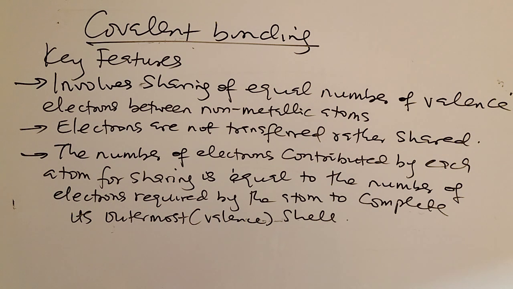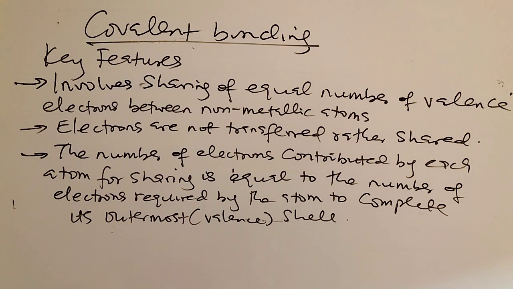Then we will see that in covalent bonding, electrons are shared. It involves sharing of equal number of electrons. Let's go to number 2. Electrons are not transferred, rather shared. So in covalent bonding, electrons are shared, not transferred from one atom to the other.